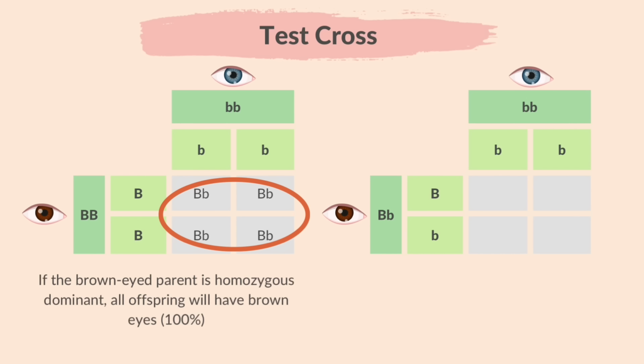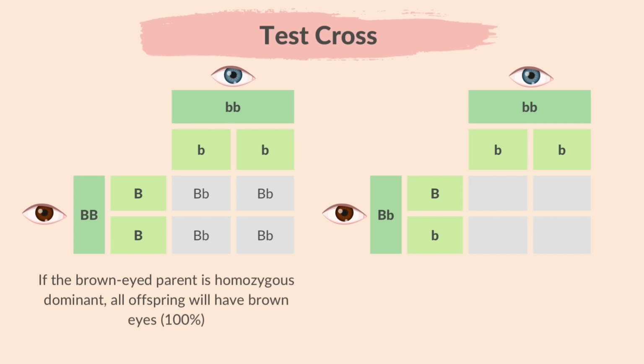So as you can see, there is a 100% chance that all the offspring will have brown eyes. So this confirms that the person is homozygous dominant, that is capital B capital B, as they are only passing on the dominant allele, capital B, to their offspring. On the other hand, let's assume that the brown-eyed parent is heterozygous for this gene. So the genotype of the heterozygous brown-eyed parent will be capital B, small b. And the genotype of the blue-eyed parent will be small b small b.